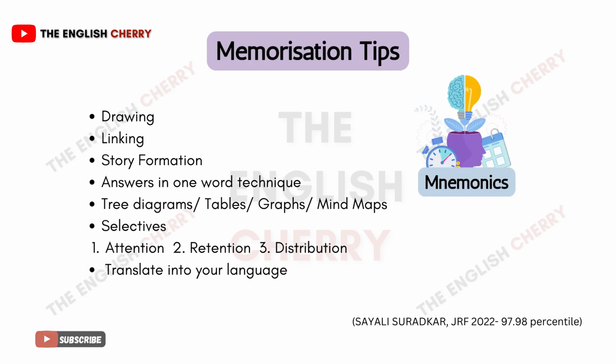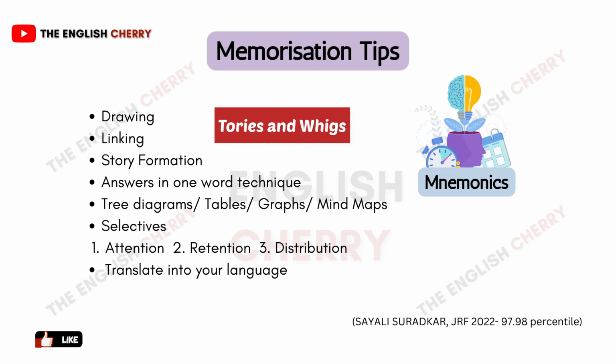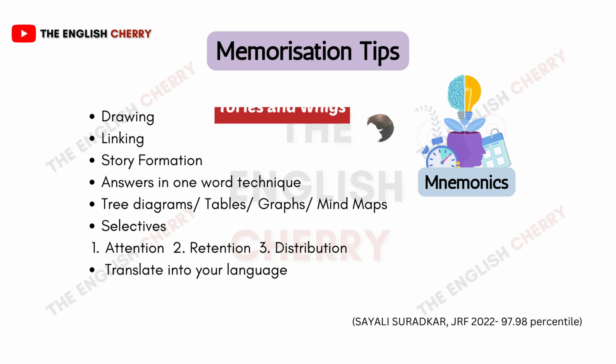Now, some memorization tips that I followed. One is drawing. For example, I used to get confused between Tories and Whigs. These were political parties of the 18th century. So in front of Whigs, I drew a wig. For me, it was like one can remove wigs and wear a new one. So Whigs were of new thoughts. In contrast, the Tories were conventional. That was my method of remembering it.